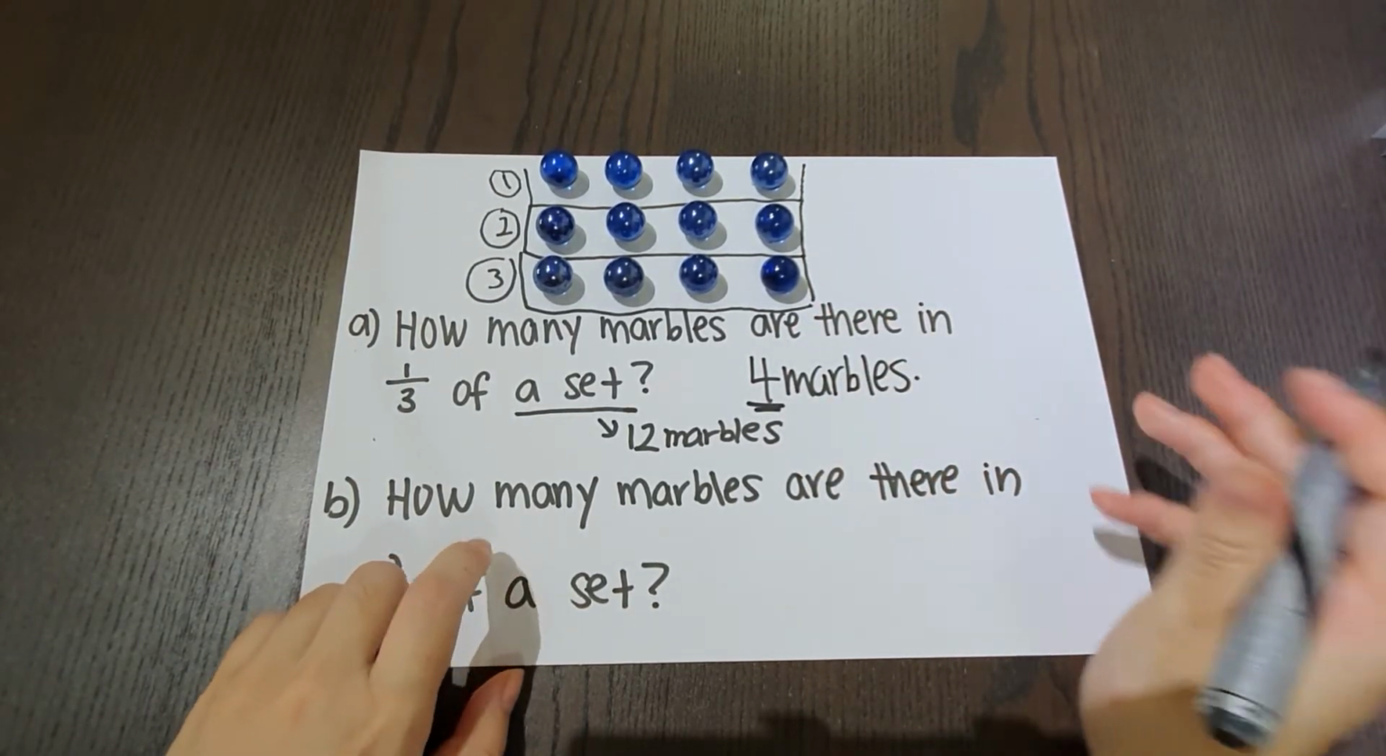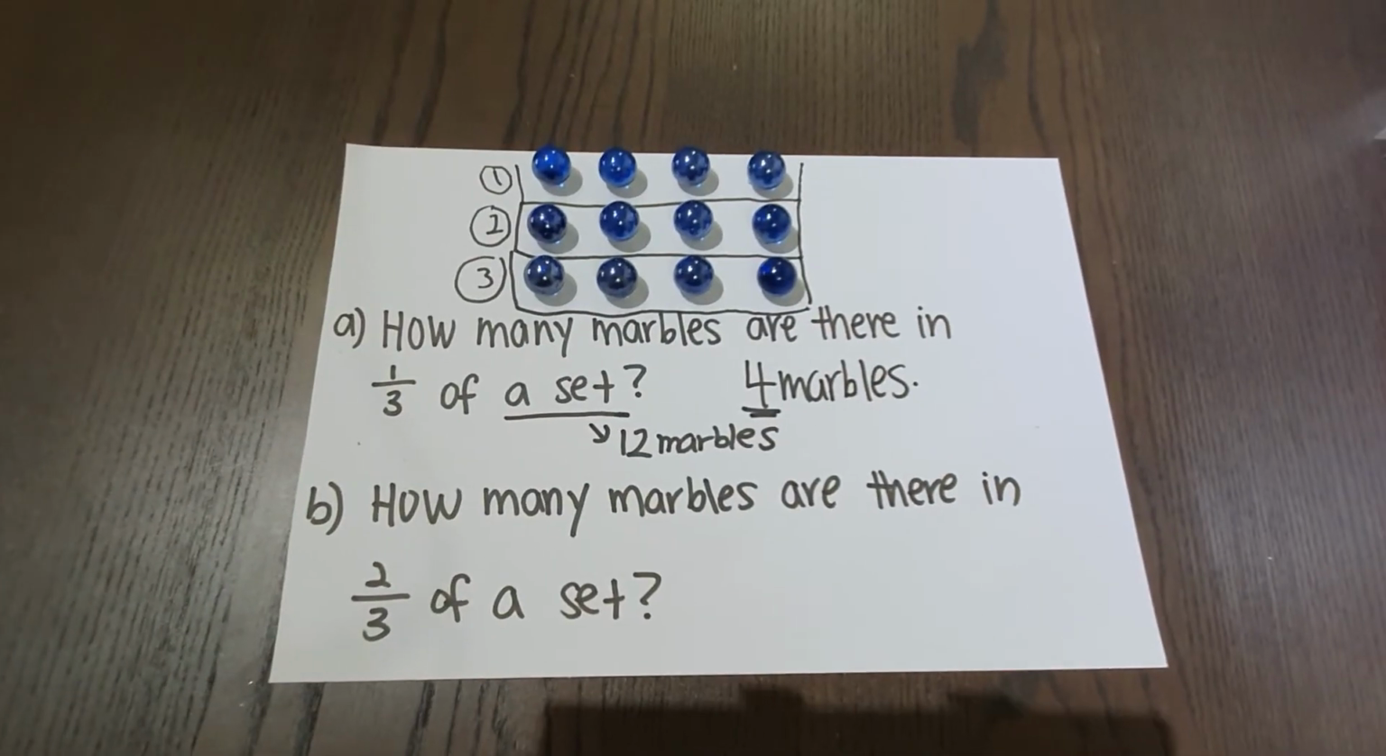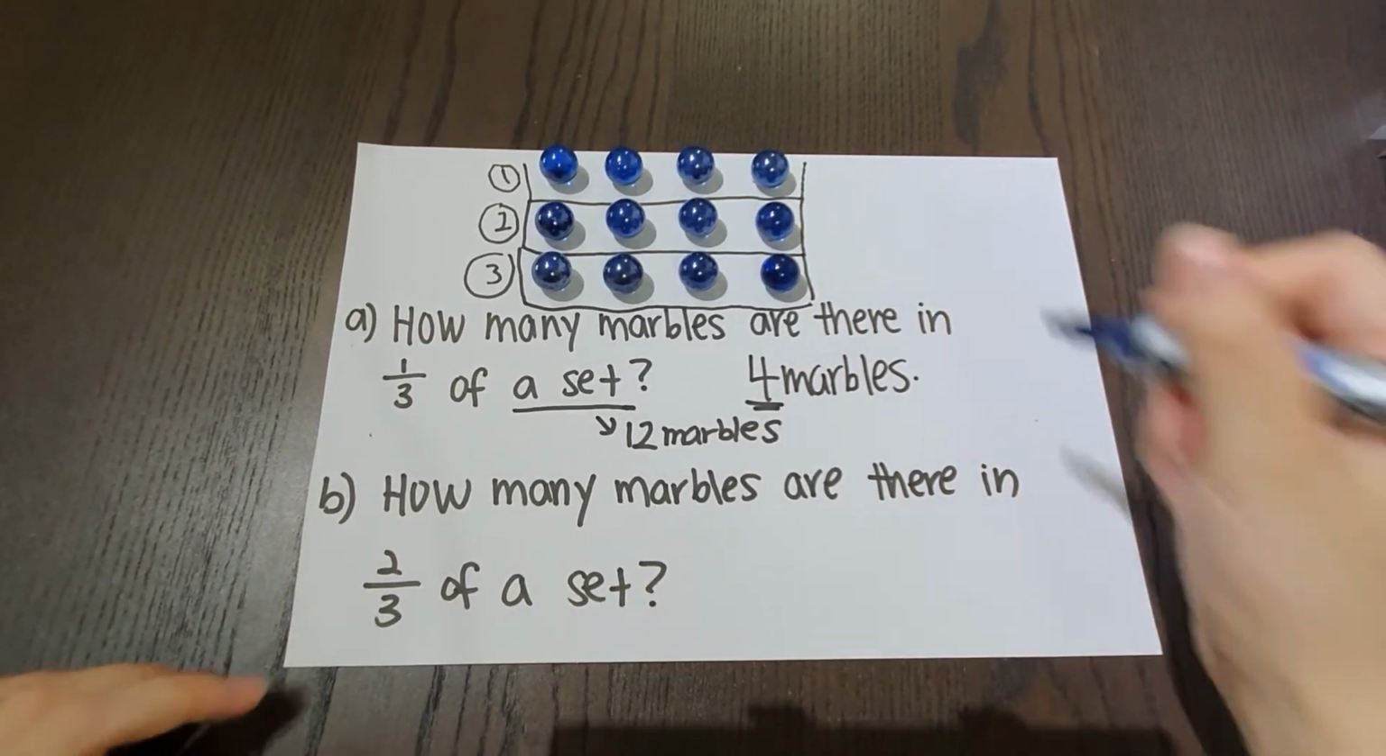If I were to present this in a model, I know that 1/3 of 12 marbles simply means I'm just going to draw a long bar that looks like this.